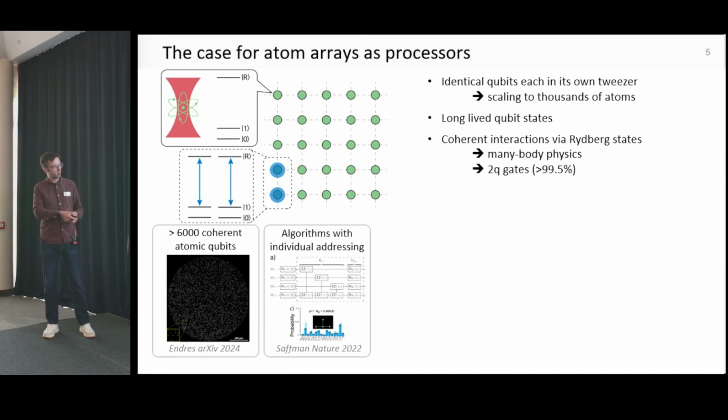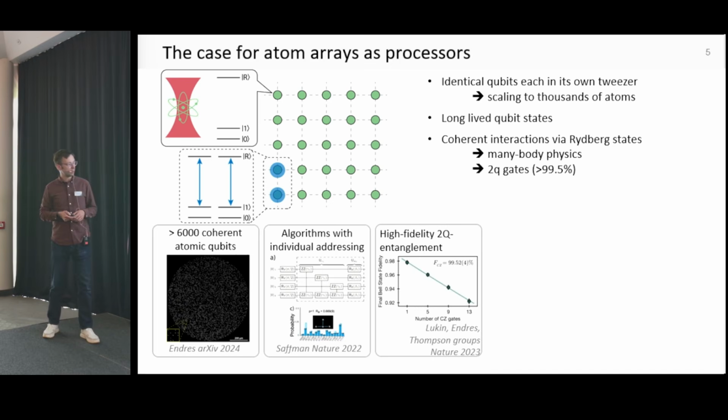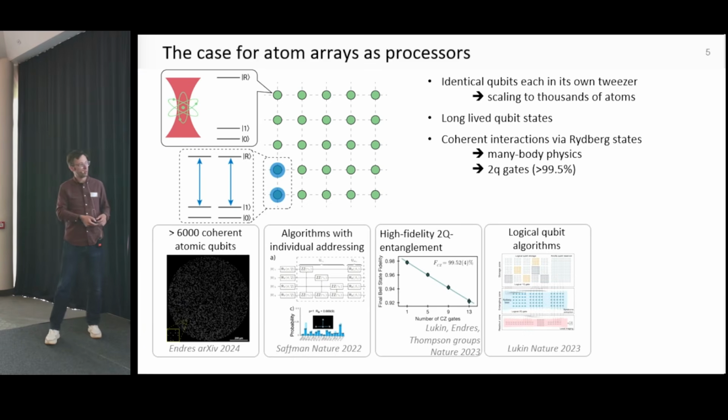And now we see that people use that to really compile circuits on these atom arrays, and these 2-qubit gate fidelities are just getting better and better. And then, of course, there are these really wonderful results on logical qubit performance in Misha Lukin's group.